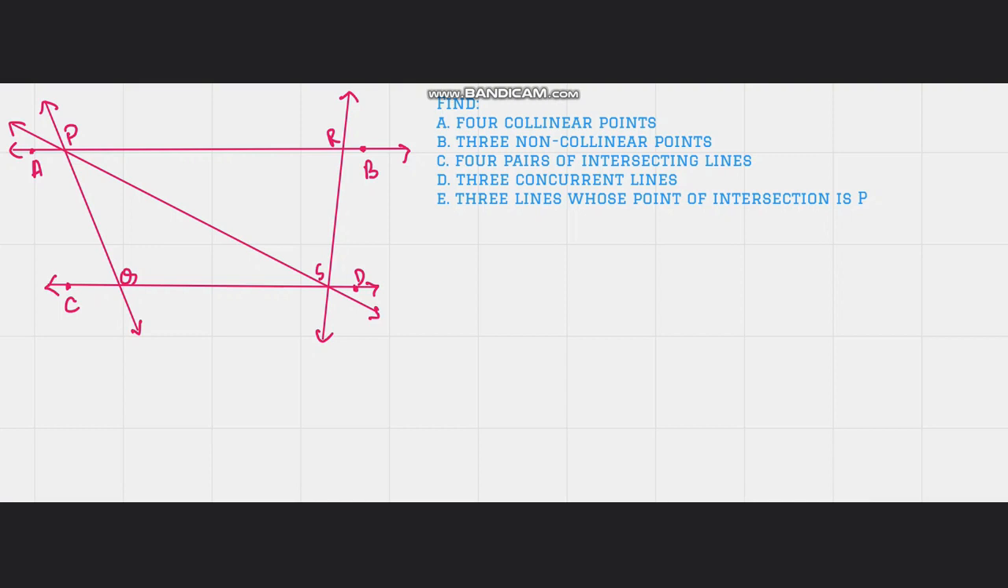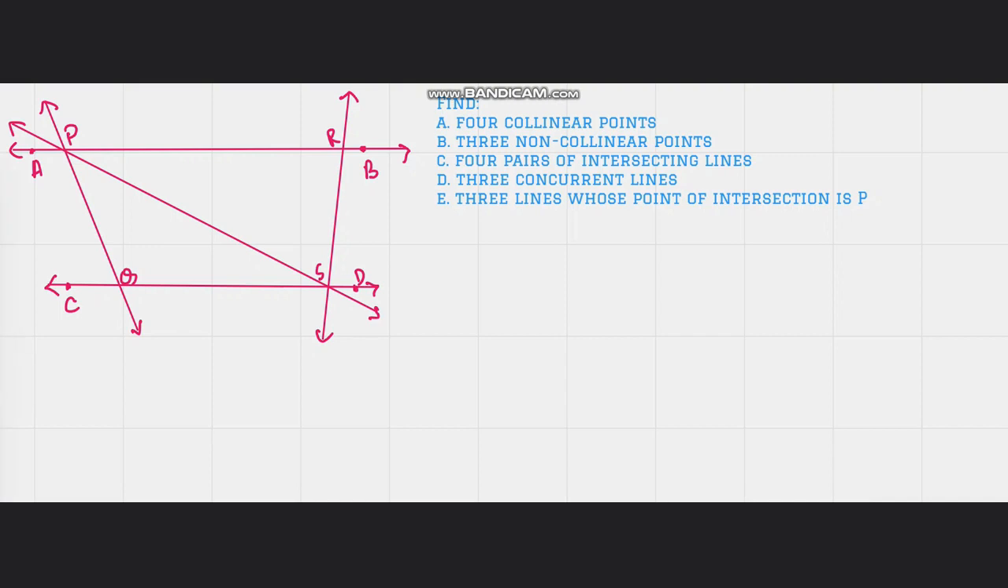You can see this diagram, this figure, and here you need to find five pieces of information. You have to find 4 collinear points, then 3 non-collinear points, then 4 pairs of intersecting lines, and next in D you have to find 3 concurrent lines, and then 3 lines whose point of intersection is P. So let us solve this question one by one.